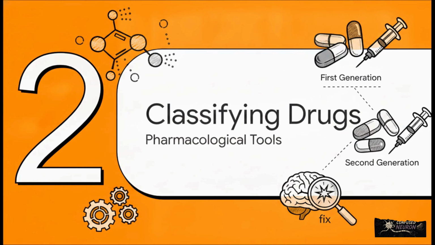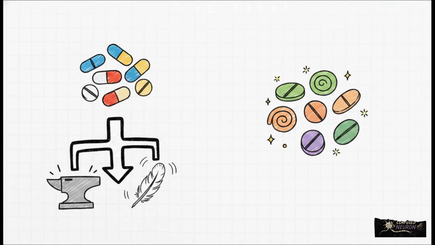Okay, so dopamine is the main culprit here. How do we fix it? That brings us to our pharmacological tools, specifically the two major generations of antipsychotic medications. We basically categorize these tools into older, first-generation typical agents and newer, second-generation atypical agents. The first-generation drugs are further split based on their receptor affinity, so you've got high-potency options like haloperidol and low-potency ones like chlorpromazine. Then we have our second-generation atypicals.